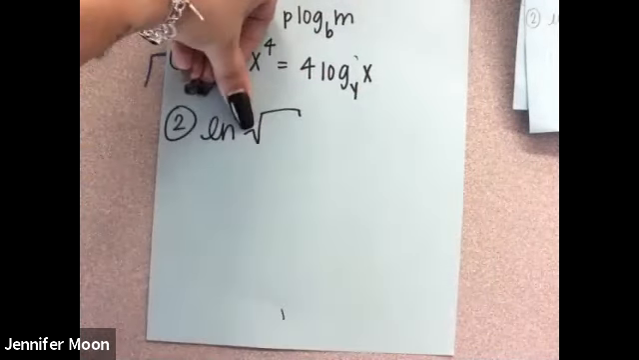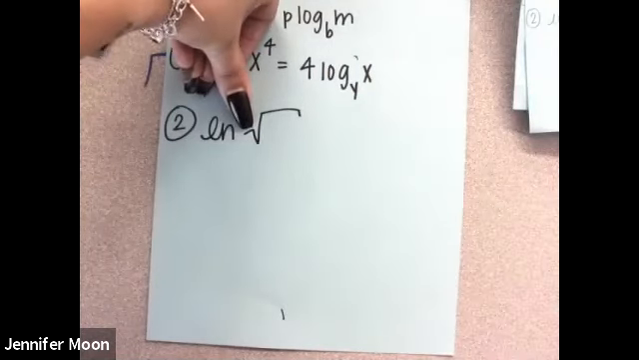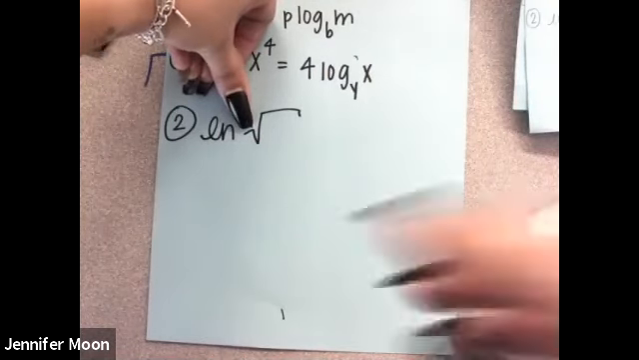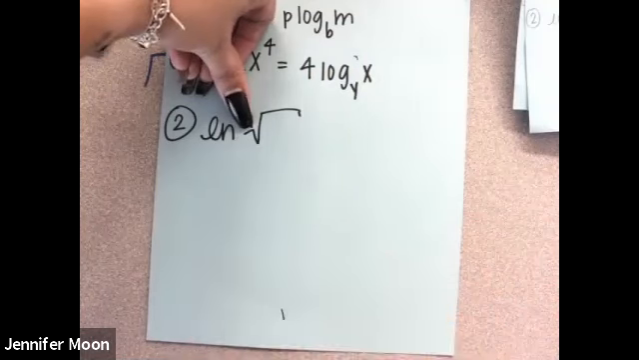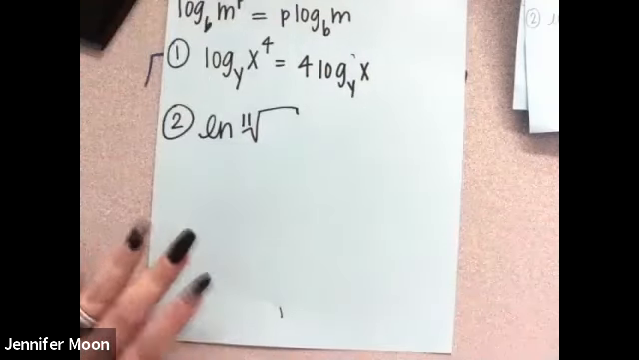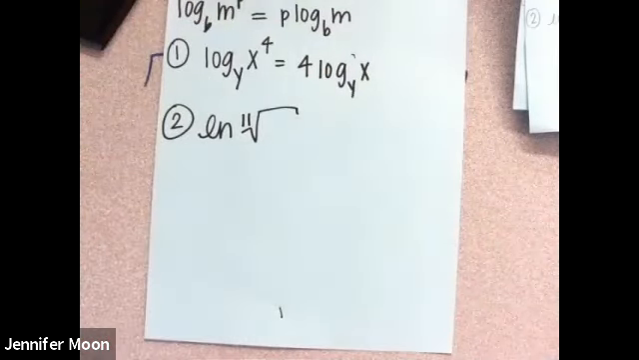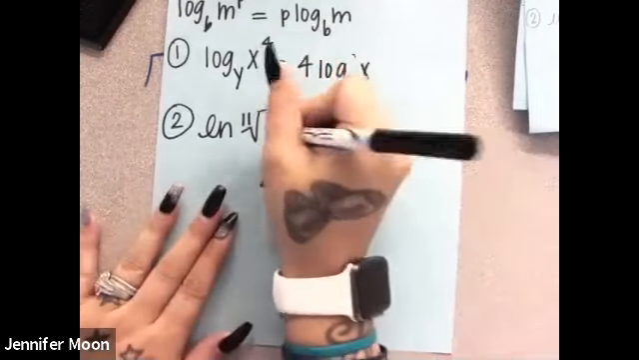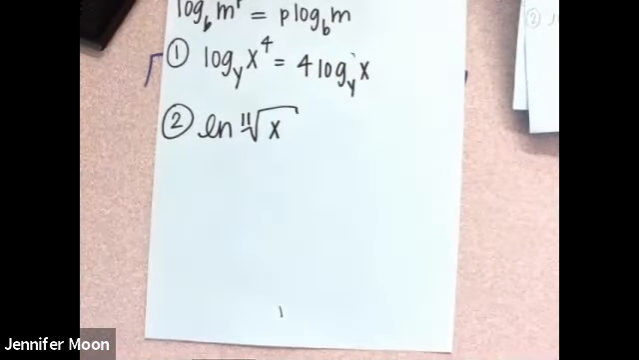If there's nothing there, it's a square root. If it's 3, it's cubed. If it's 4, it's fourth. Whatever number is there, that's the root you're taking, right? So this is the natural log of the 11th root of x.